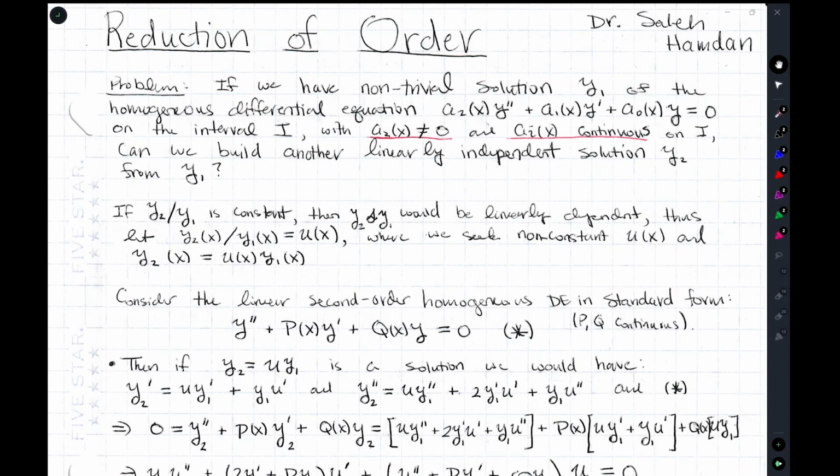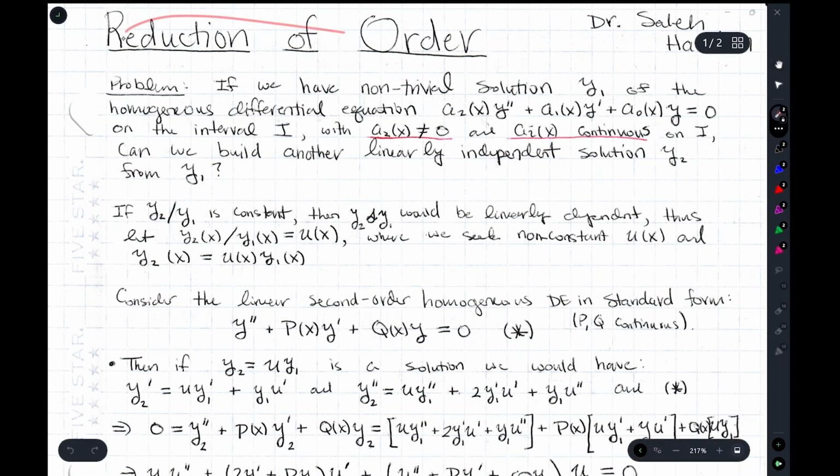We're going to now discuss a method called reduction of order. And the name of this method is a little bit unintuitive. If I had to call it anything, I would call it construction of a linearly independent set of functions, which would seem more appropriate. Nevertheless, this is the name of the method.